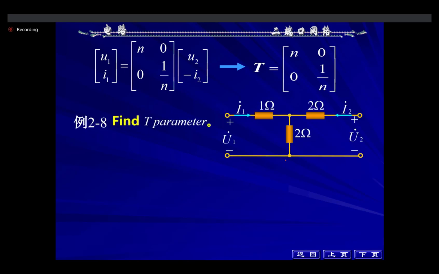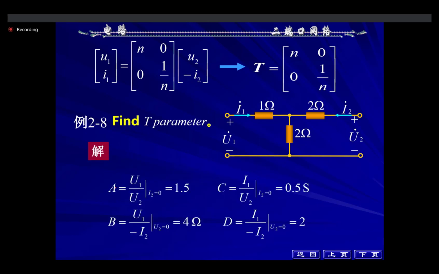For this circuit, find the T parameter. Calculate A and C at first. Open the right side, add U1, then calculate I1 and U2. Get the A and C. And then short connect the right side, add U1, calculate I1 and I2. Get the B and D. The T parameter.